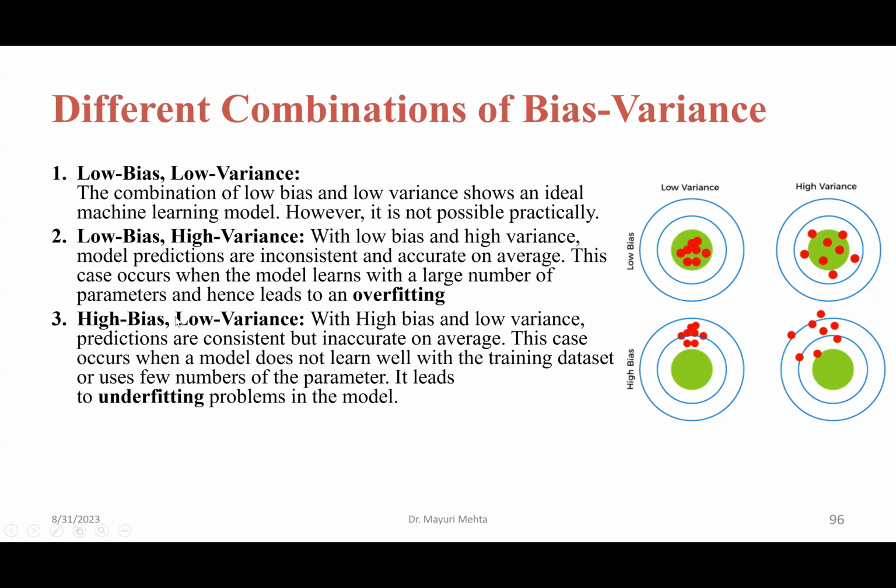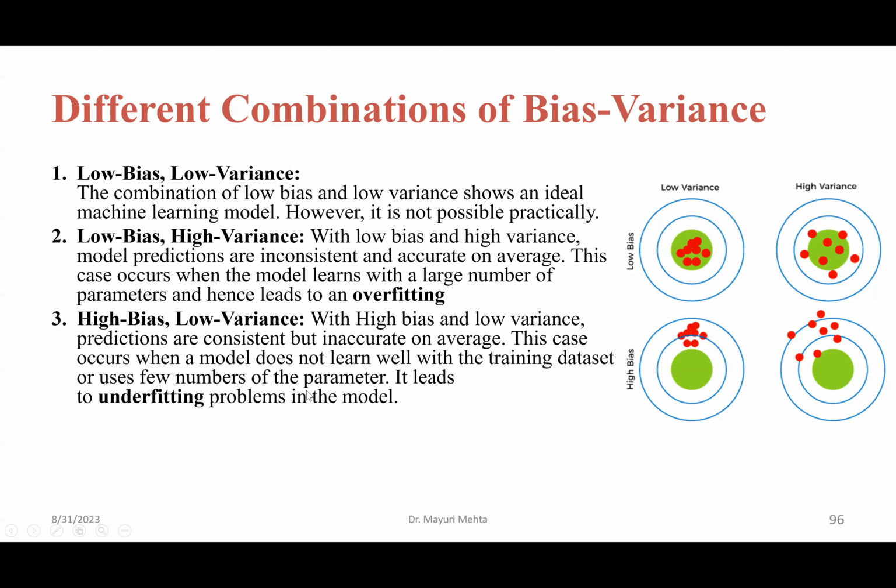Next is high bias, low variance. Of course, when bias is high, underfitting occurs. So again, there is a problem with this model. Generalization is not good. So with high bias and low variance, predictions are consistent but inaccurate on average. This case occurs when a model does not learn well with the training data set or uses a few number of parameters, and it leads to an underfitting problem in the model.